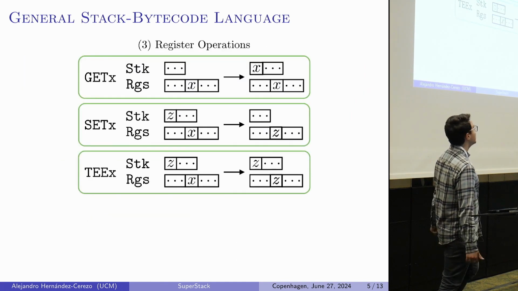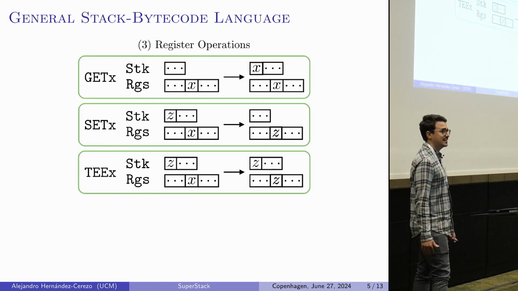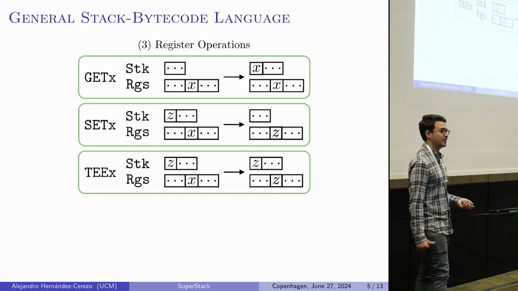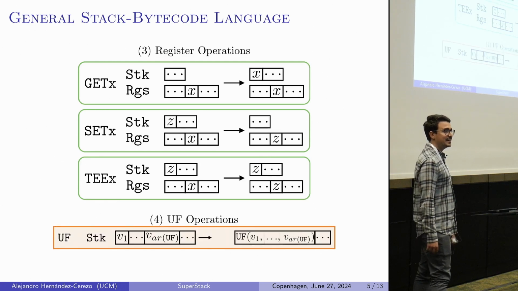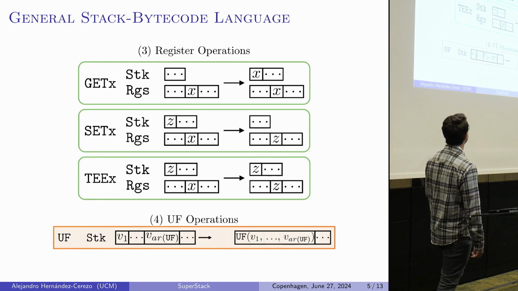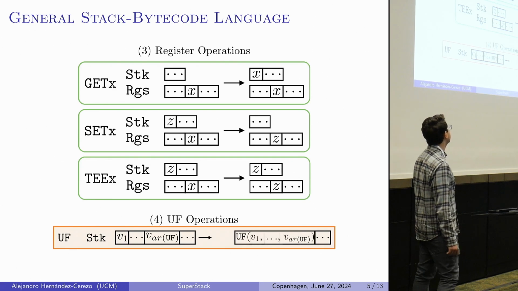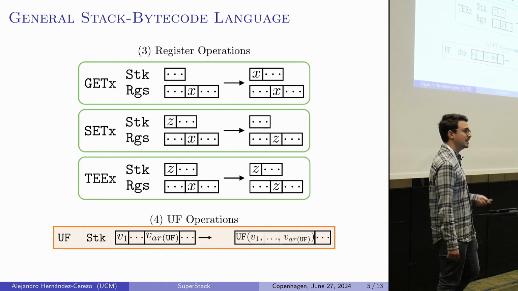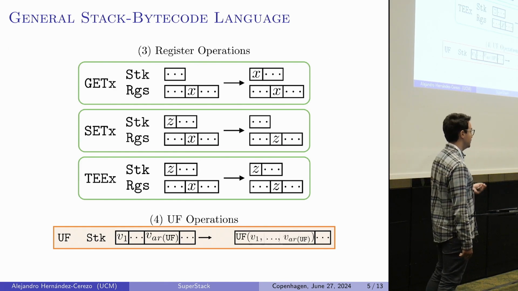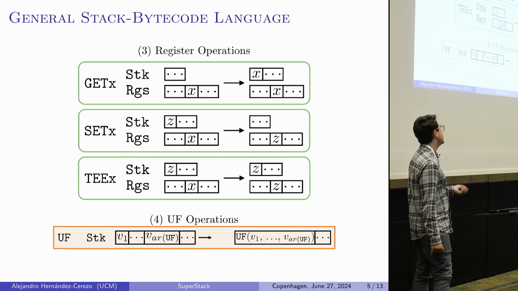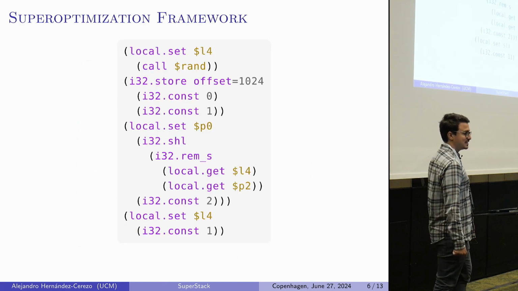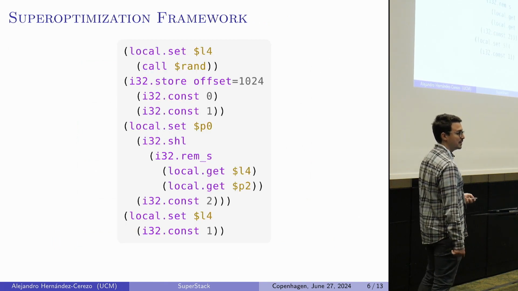Then we also have the register operations, which are the normal get and set, and we include also the T because this is very relevant for optimizing wasm code. And finally, for the remaining operations, we have this 4th category, which are the uninterpreted functions, in which we are just interested in knowing for each operation how many stack elements are consumed and produced, and also whether it is commutative or non-commutative.